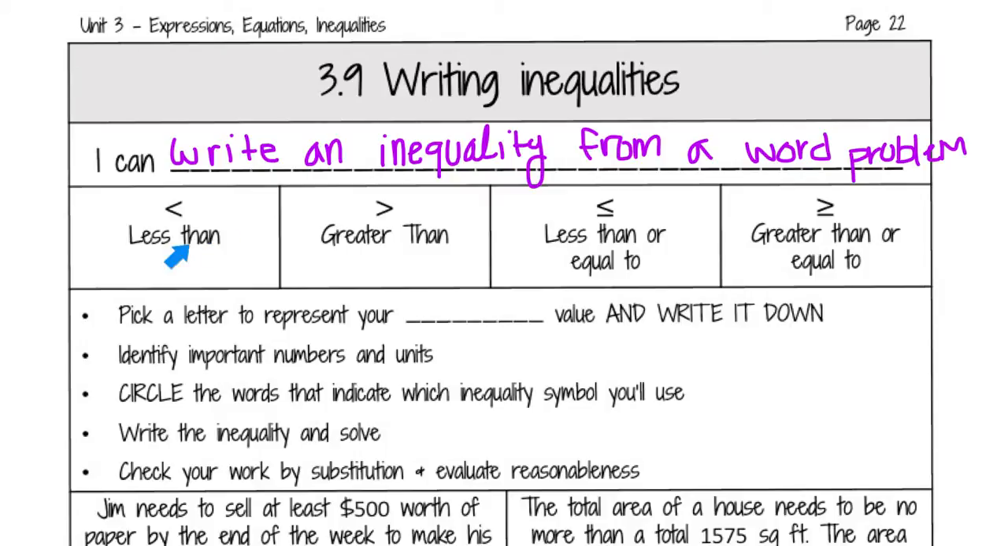Okay, and then just a reminder of our symbols. This is the less than symbol, the greater than symbol, less than or equal to, and then greater than or equal to. And the symbol always opens to the bigger side.